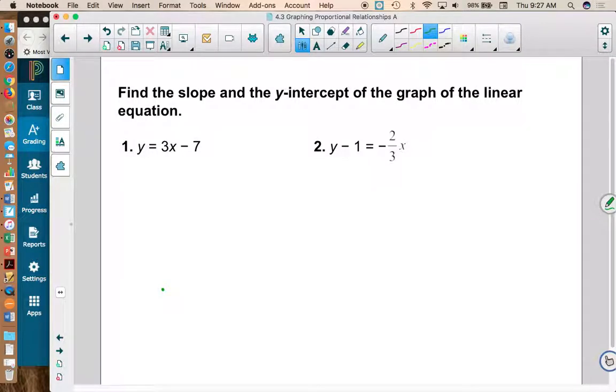Let's just find the slope here. What is the slope? What is the y-intercept of number 1? Michael, what's the slope here? What is the m? Tyler, what's the m?